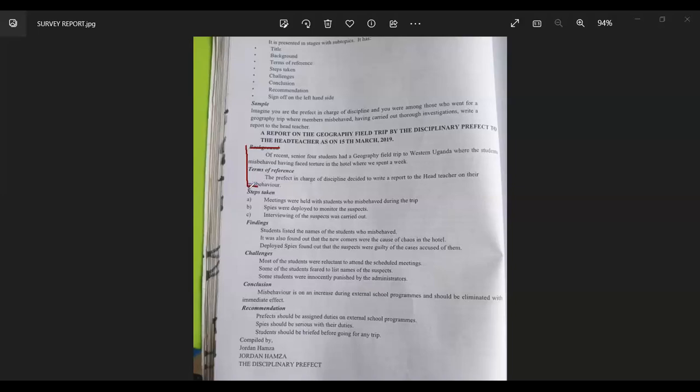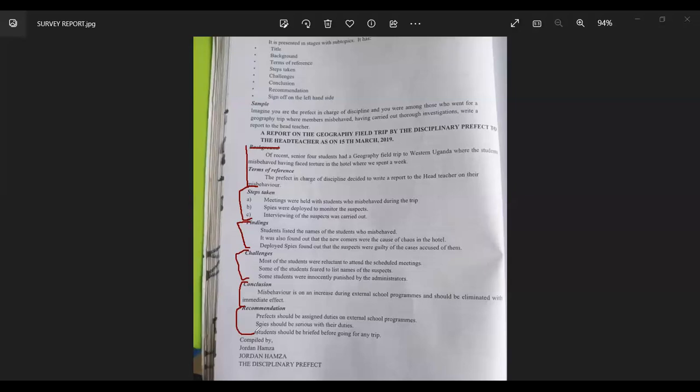Then this one is the proceedings or the steps taken. Then the findings. Then you share the challenges. Then you share the conclusion. And then after the conclusion, the recommendations come last. So a survey report, you have made research. You introduce, tell us why you're doing this survey, why you carried out these investigations, what prompted you to do all this. Then in the second part, which is the procedure, you tell us how you made the investigations.